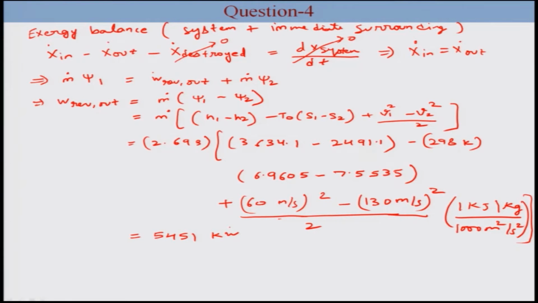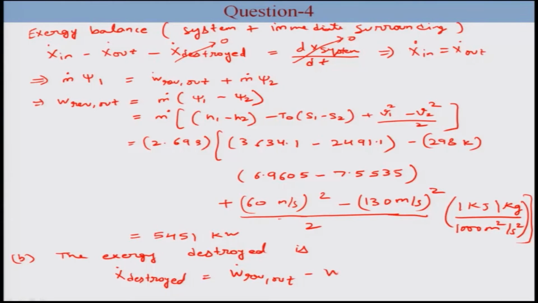Now the second part is that we have to calculate the exergy destroyed within the turbine. So the exergy destroyed, X destroyed, is equal to the reversible work minus the actual work. The reversible work is 5451 minus the actual work produced, 4500. So this is equal to 951 kilowatt.